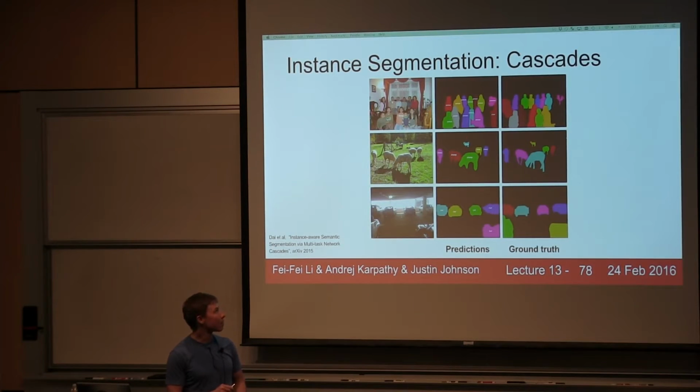But you can see it's not perfect. So this potted plant, it thought was blobbier than it really was, and it confused this chair on the right for a person, and it missed a person there. But overall, these results are very, very impressive. And like I said, this model won the COCO segmentation challenge this year.